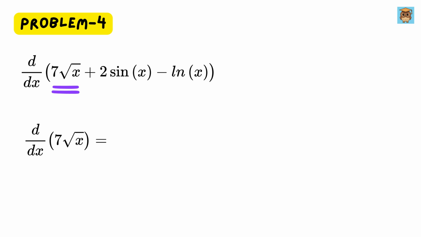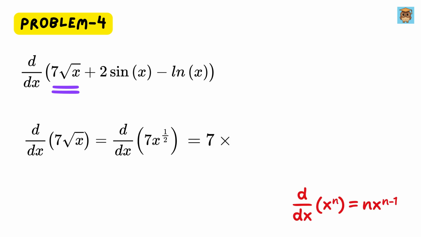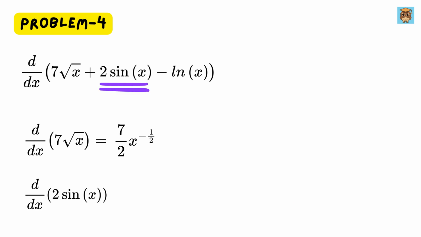We can rewrite square root of x as x raised to the power 1/2. Using the power rule, the exponent 1/2 comes down as a multiplier, and we reduce the exponent by 1. So, the derivative will become 7 over 2 times x raised to the power minus 1/2. Next, we differentiate 2 sine of x.